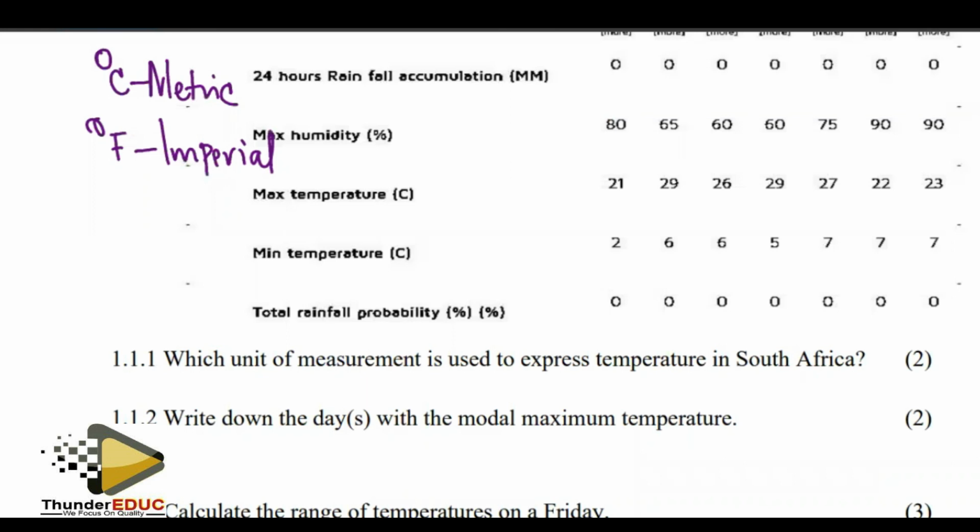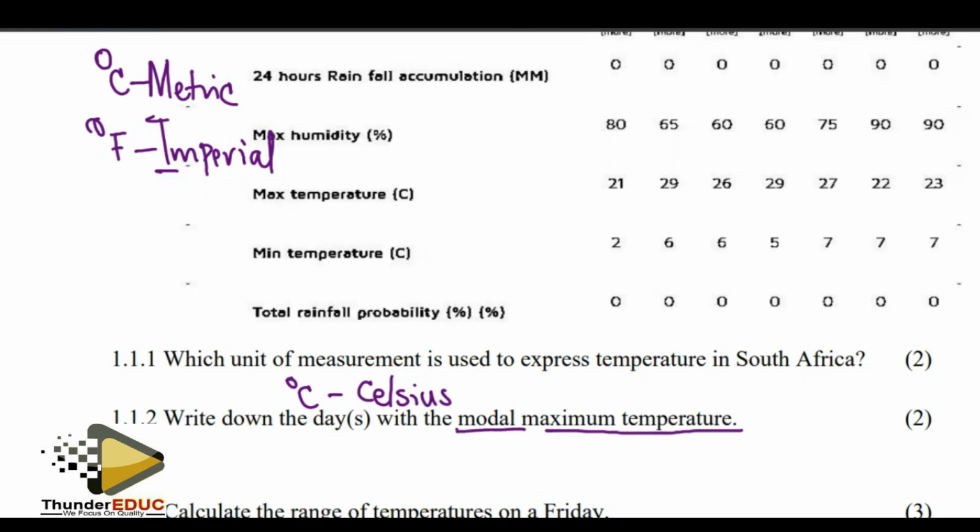This is under conversions. Imperial, when we look at the measurements in the olden days, so yards, feet, inches, that's imperial. And we look at metric, we look at kilometers, meters, centimeters. So here, it says the unit of measurement, we shall say degrees Celsius, so you can write it in full. Degrees Celsius.